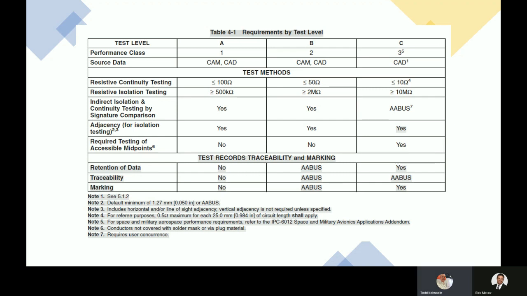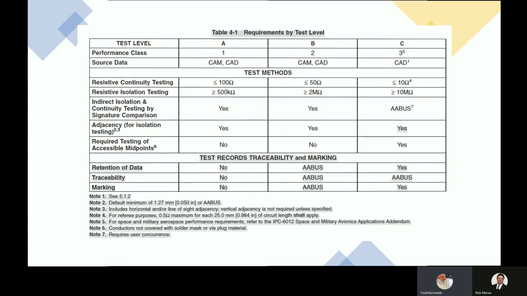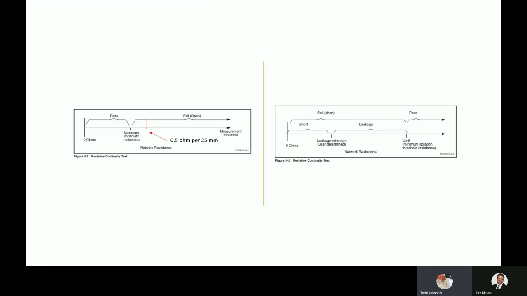With a class 3 or test level C test, you're going to identify that pad being covered by solder mask and it will stop. So in a nutshell, that's a lot of what the table is all about on requiring voltage parameters. There is one thing I need to mention though.